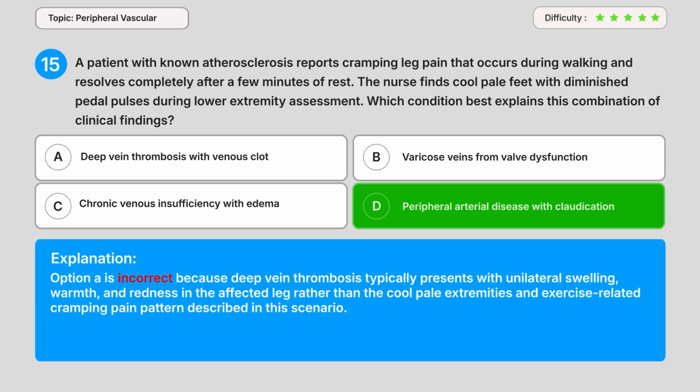Option A is incorrect because deep vein thrombosis typically presents with unilateral swelling, warmth and redness in the affected leg, rather than the cool pale extremities and exercise-related cramping pain pattern described in this scenario.